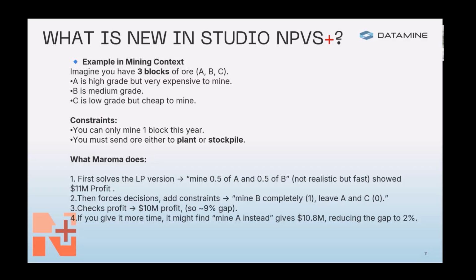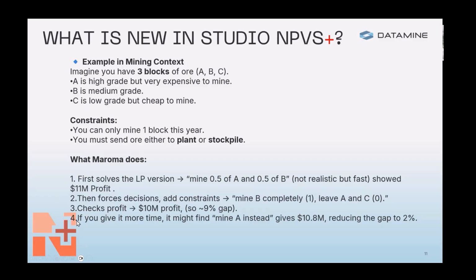Okay. The next step now is to start forcing the constraints. I can only mine one block. So now the software will say, okay, let's mine B completely and leave A and C. As a result, I will have a profit of $10 million. So this is a gap of 9% from the initial profit.